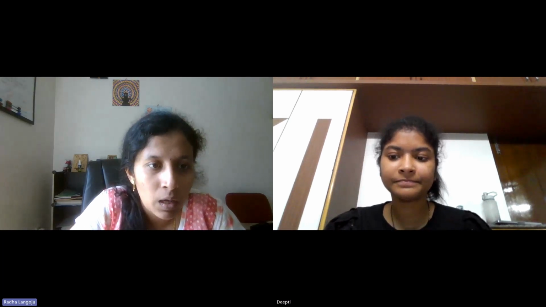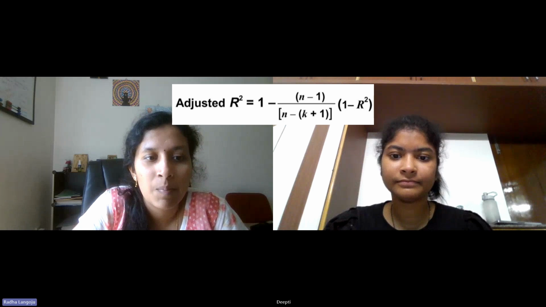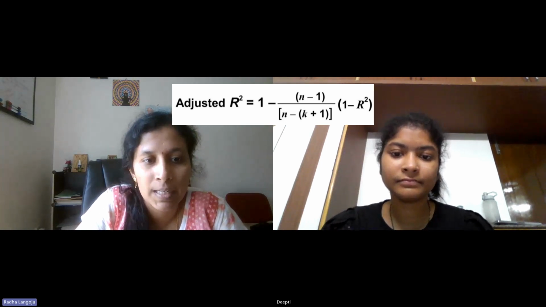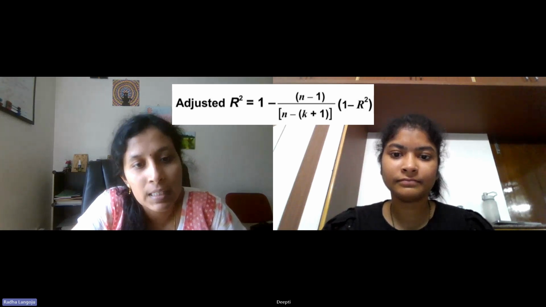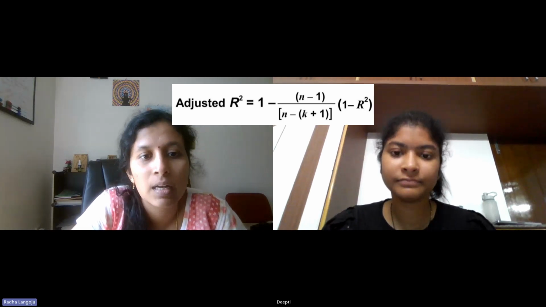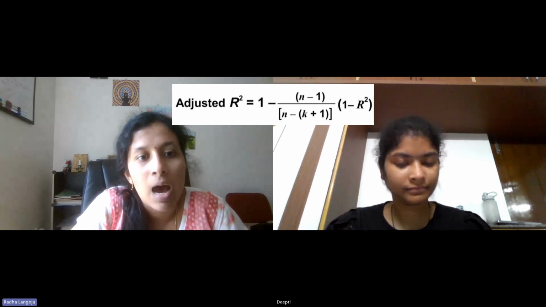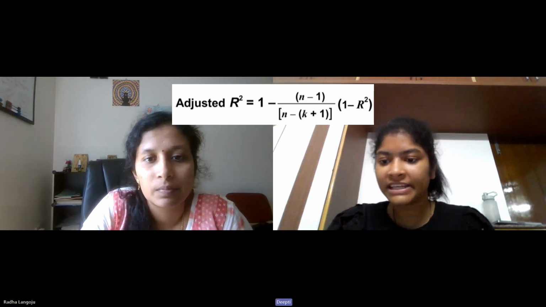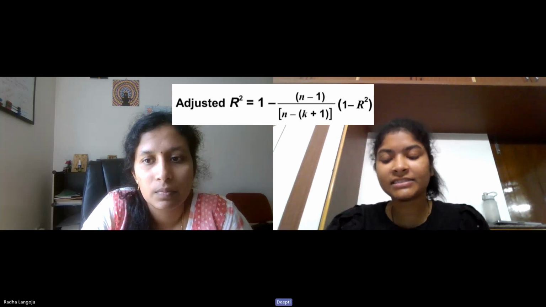It is given by the formula 1 minus (n minus 1) divided by (n minus k minus 1) into (1 minus R square), where n is the number of observations, k is the number of independent variables, and R square is the unadjusted R square. So from the formula, it's very clear that adjusted R square is always less than R square.